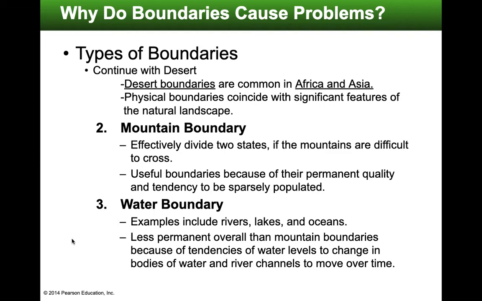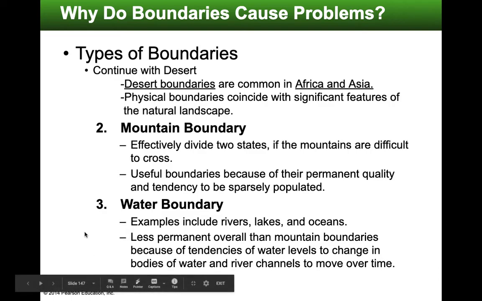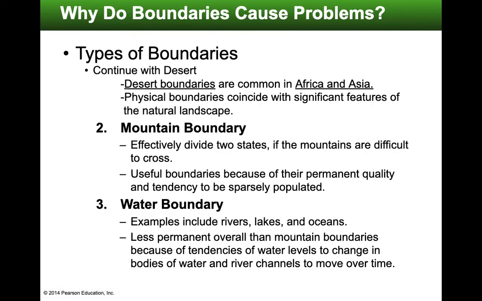Water boundaries are another boundary. Those are rivers, lakes, and oceans. Those are less permanent than mountains because water levels tend to change in elevation as well as integrity of soil and ground.